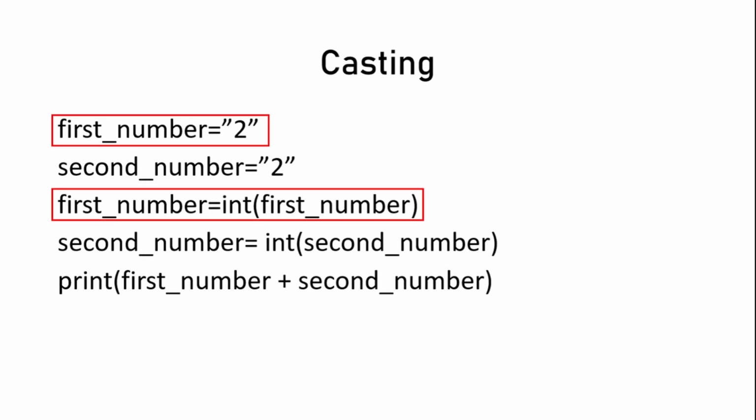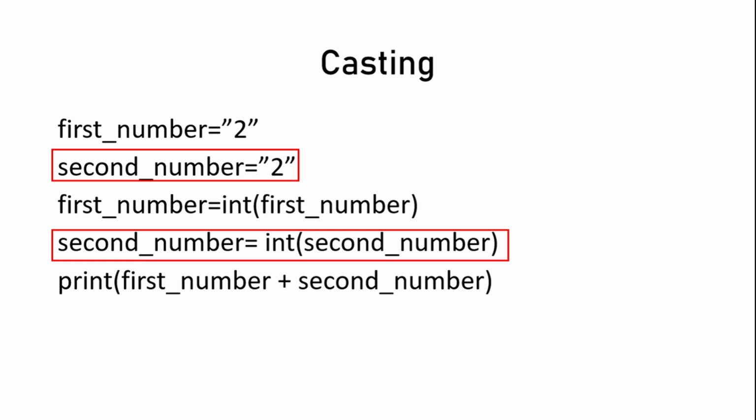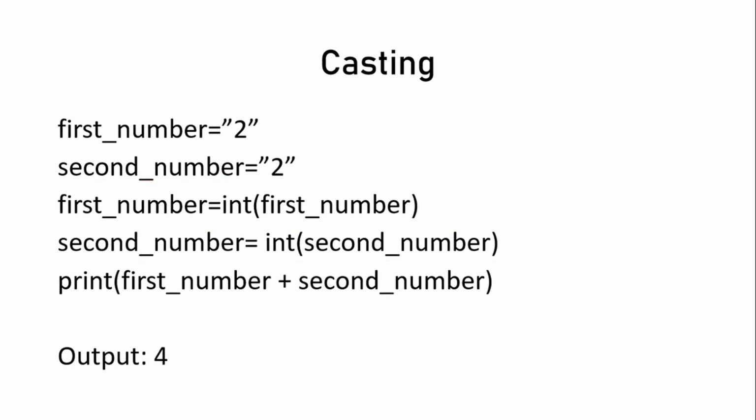In this Python program, casting has been used to change the data type of the first variable from string to integer, and the data type of the second variable from string to integer. If we run the program, the output in this case will be 4, as the values are now seen as whole numbers.